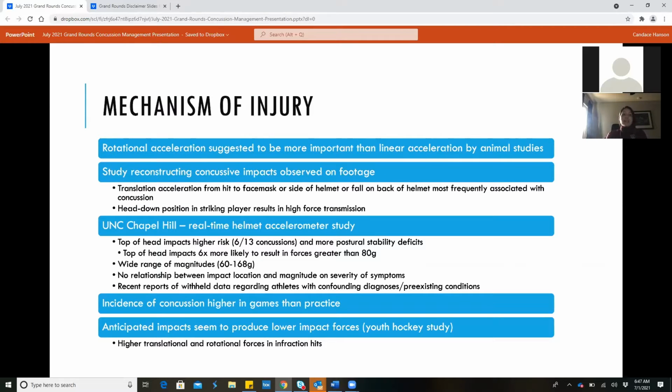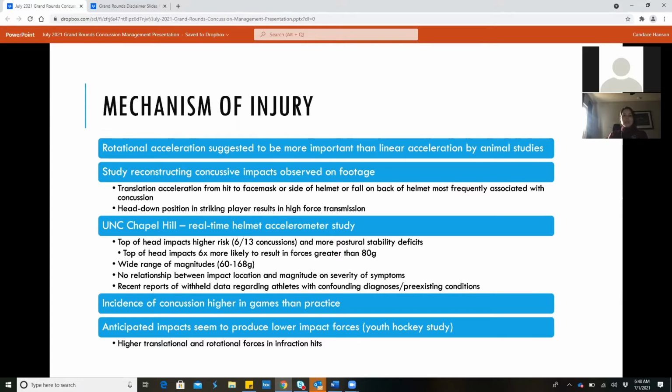Rotational acceleration has been suggested to play an important role, more so than linear acceleration. But when we look at UNC Chapel Hill, the real-time helmet accelerometer study data, top of the head impacts were much higher risk for concussion, and most had more postural stability deficits. The top of the head impact results in 6 times generally more forces greater than 80 Gs. So part of what we might be looking at here is just the exact forces that come along with those top of the head linear impacts as opposed to rotational forces.